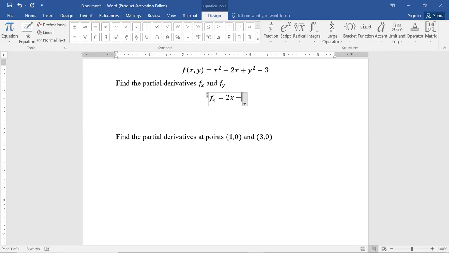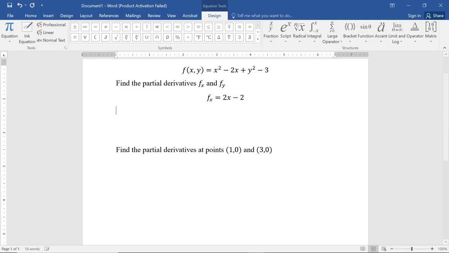Minus 2x gives me a derivative of minus 2. And then y squared, because there's no x in this term, y squared is treated just like a constant, like 18 or 24 or whatever. And we know that the derivative of any constant is 0. So the derivative of y squared is 0, just like the derivative of negative 3 is going to be 0. It's a constant term as well. So f sub x is 2x minus 2.